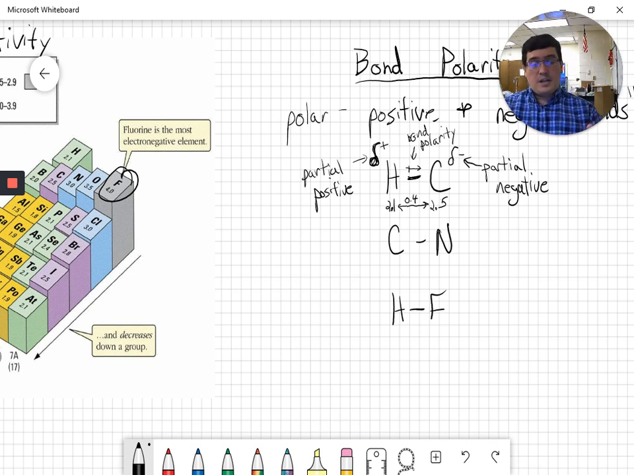Now, the higher that number gets, obviously, the more polar the bond is. So let's look at something like carbon and nitrogen. Carbon has 2.5. Nitrogen has a 3.0. So the bond polarity between these two is 0.5. Slightly polar bond again. Where is the arrow going to point? Notice it always points towards the higher number. So we're going to draw it like this right here. Put a plus on that side, which means that nitrogen is slightly negative and that carbon is slightly positive.